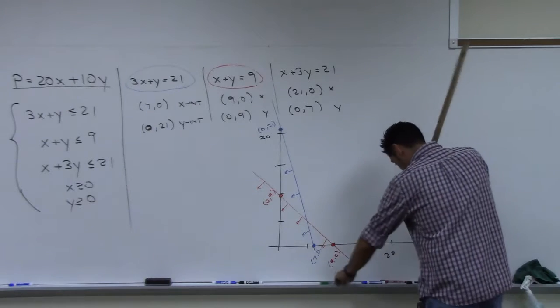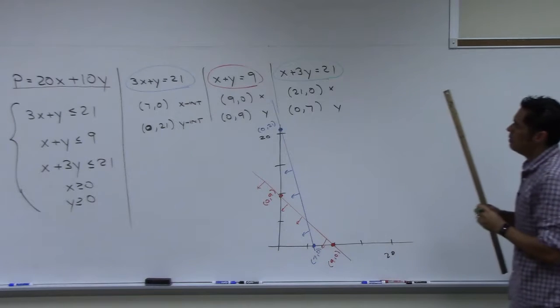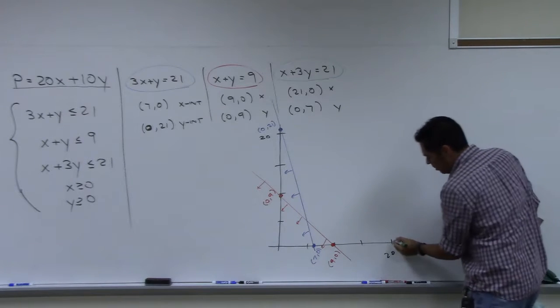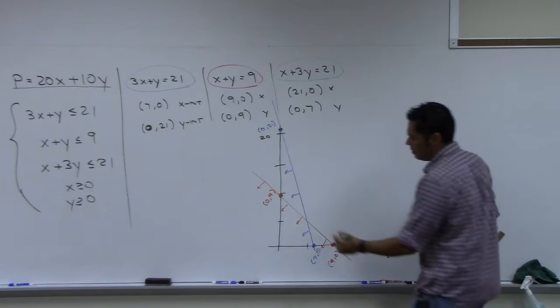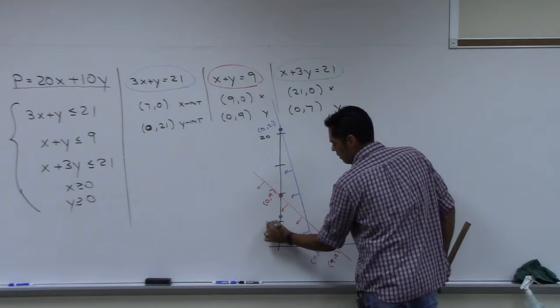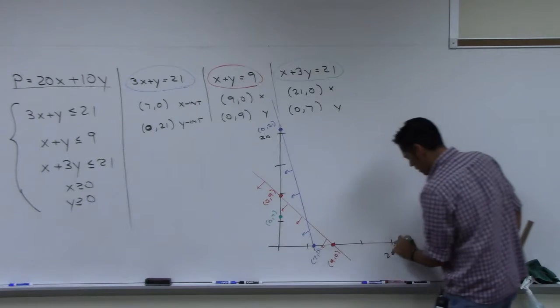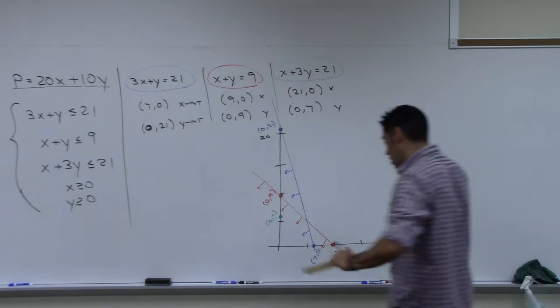And then let's do the other one in green. And that's going to be (21, 0), which is out here, and (0, 7), which is about here. I draw a solid line through those.